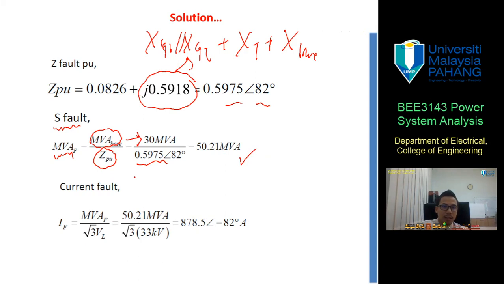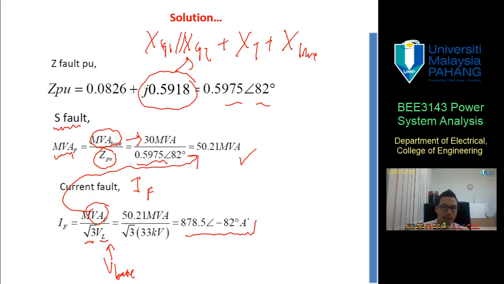Then next, because we need to find the fault current, the fault current is IF. You just divide the S fault that we determined here, over root 3 multiplied by VL. VL, remember, is the V base, which is 33 kV. Then you get the final answer. So this is the answer. Okay, all right.